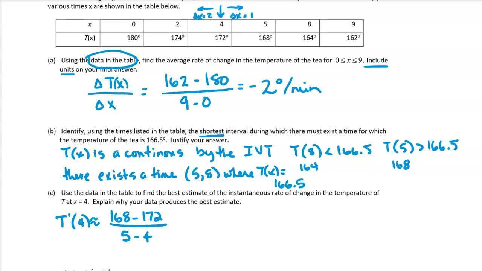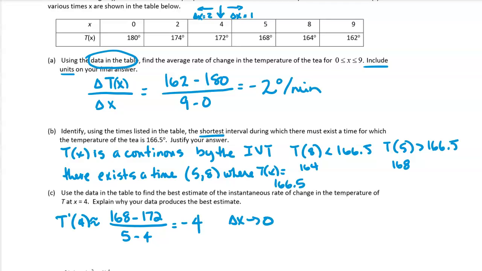And did I get that right? I don't think I did. 168. Yeah, -4. I didn't ask for units there, so I didn't look for them. So -4. So that is my best estimate. Why is it my best estimate? Because delta x is approaching 0.